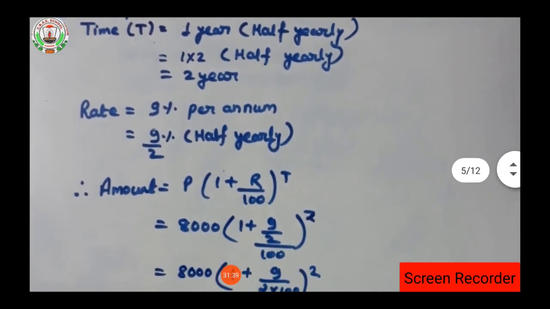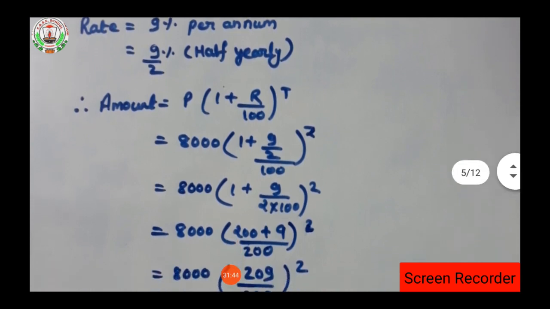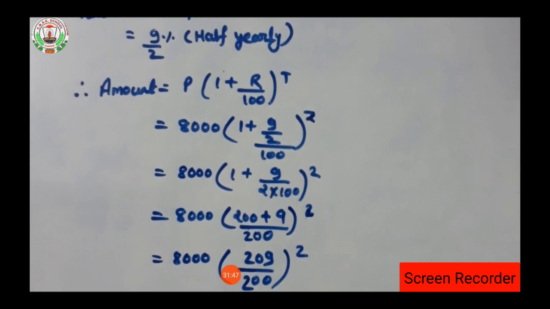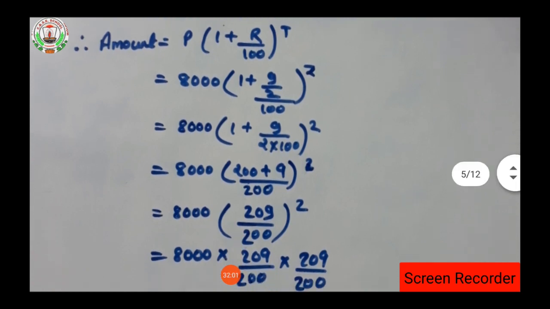Okay, so the amount formula will be amount is equal to P into (1 plus R upon 100) whole to the power T. T is given as 2 years, rate is given as 9 by 2. So the numerator is 9 and the denominator is 2. So 2 will come in the denominator with 100 and become 200. Now 1 plus 9 upon 200 whole to the power 2. We can cross multiply or take the LCM. What will be the denominator? It will be 200. So 200 plus 9 will be 209 upon 200 whole to the power 2.